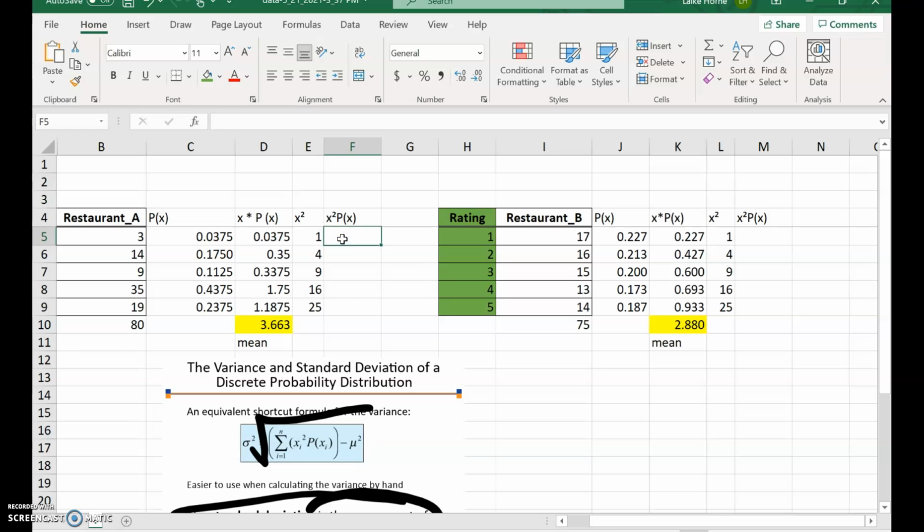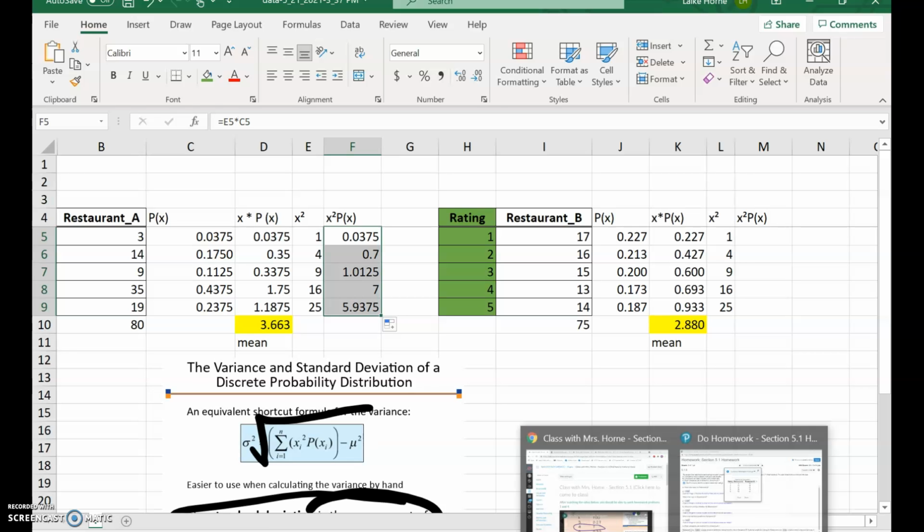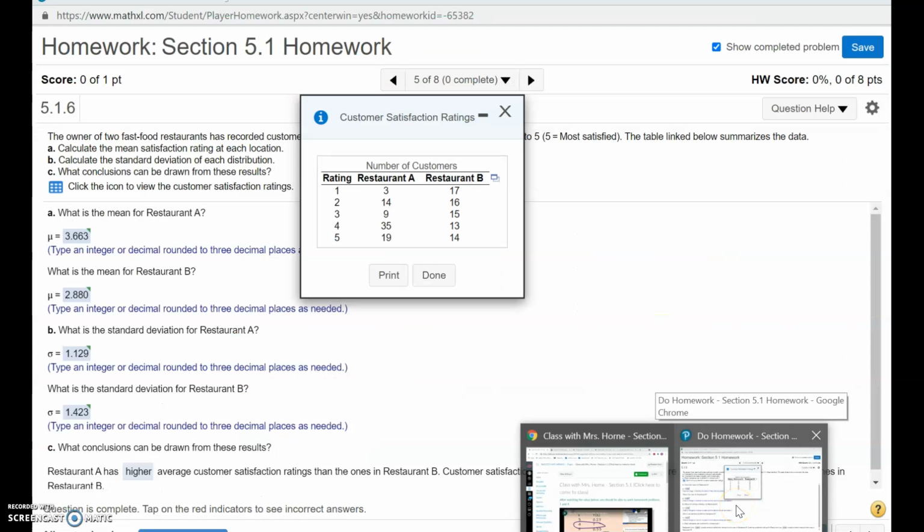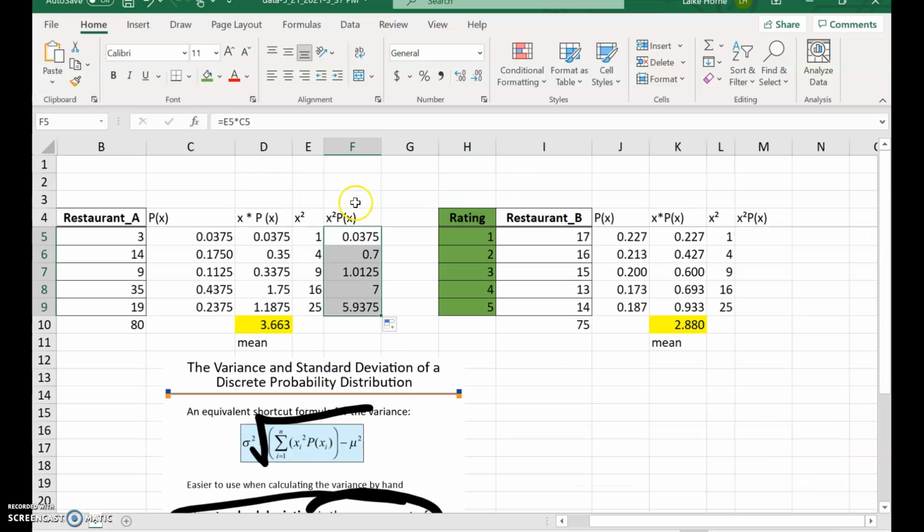All right, so x squared times p of x. So here's x squared, and then I would times that number by p of x. And you could do that on paper in your calculator. Okay, so I'm going to copy those numbers down. All right, and let's look and see. For standard deviation, we are rounding to 3 decimal places.